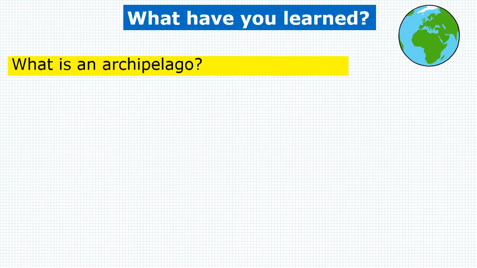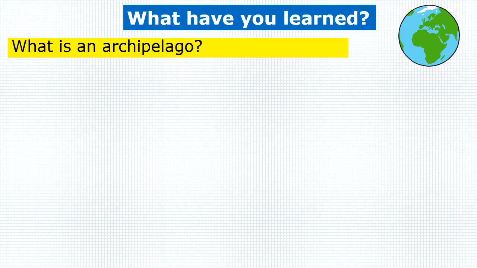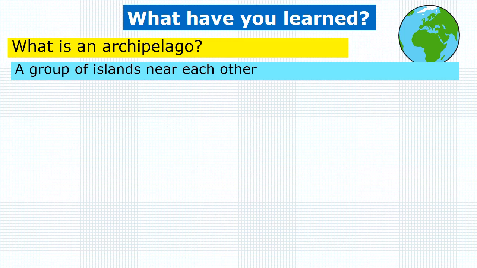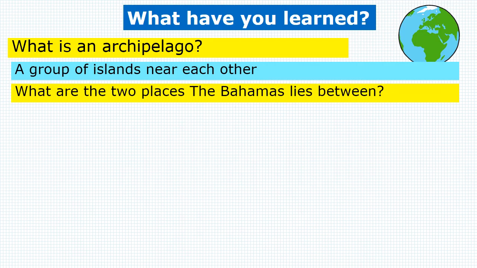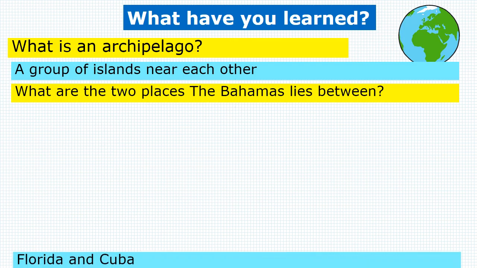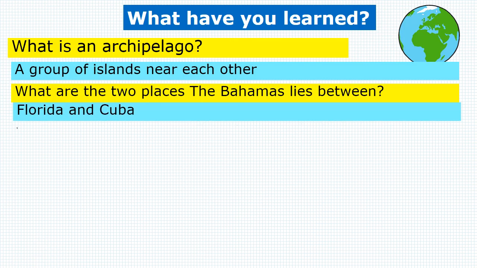What have you learned? What is an archipelago? A group of islands near each other. What are the two places the Bahamas lies between? That's right, Florida and Cuba.